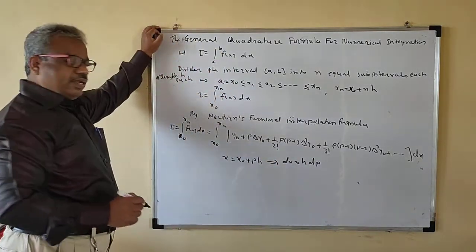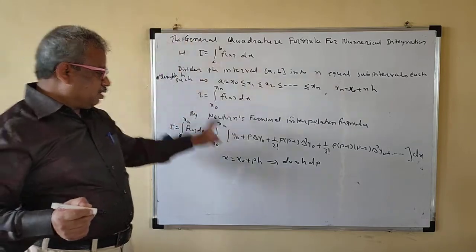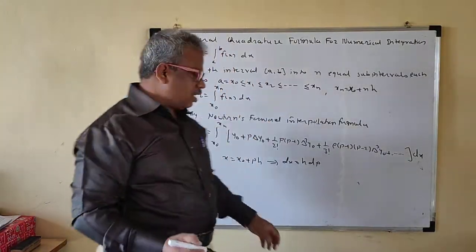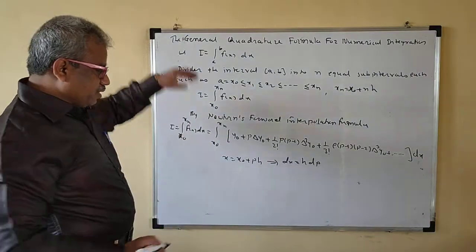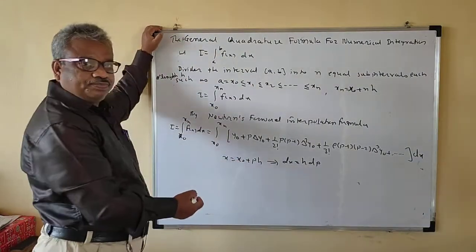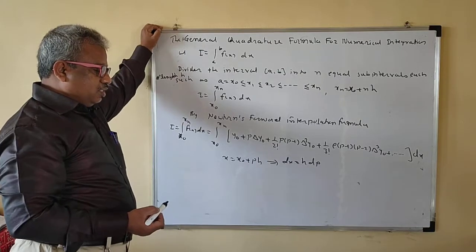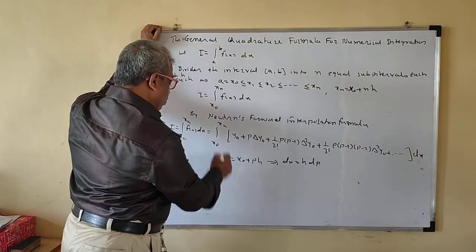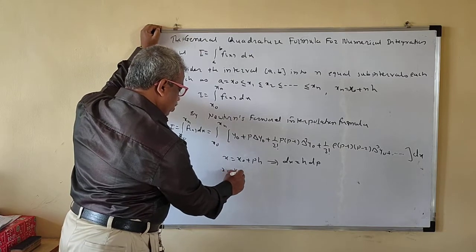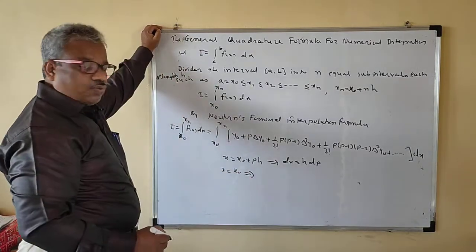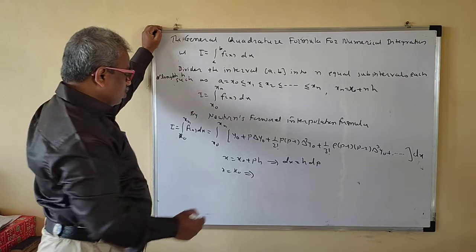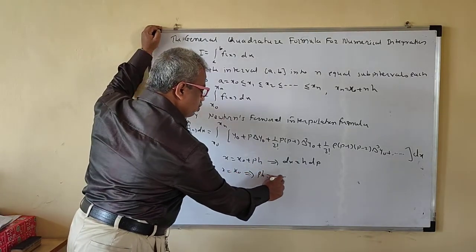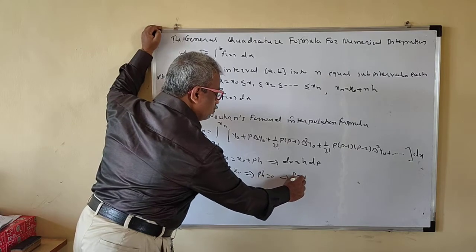We want to integrate this, but this is not a function of x, this is a function of p. So we will change the variable in terms of p. We have the relation x is equal to x naught plus ph, therefore dx is equal to h dp. We will change the limits of integration also. When x is equal to x naught, x naught gets cancelled, so ph is equal to 0, which implies that p is equal to 0.